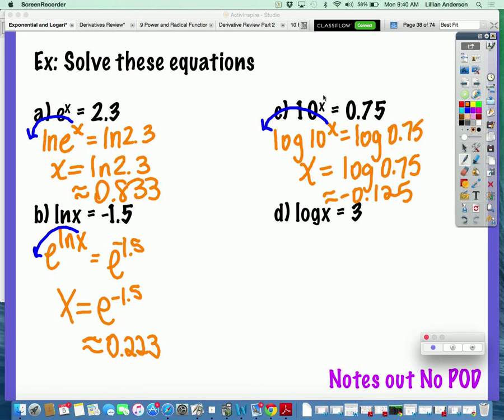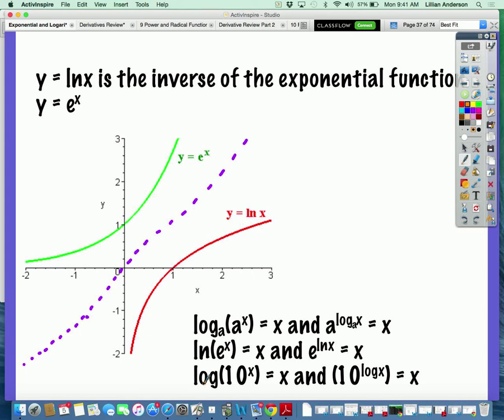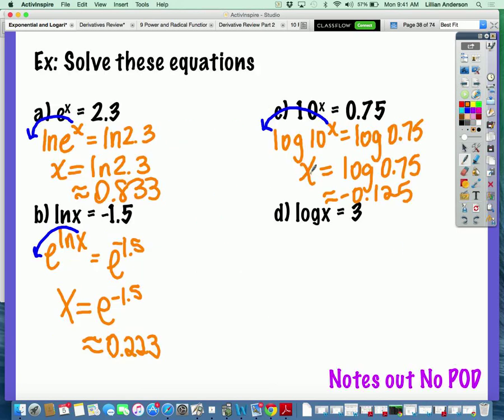Over here, we have 10 raised to the x equals 0.75. Well, to get rid of the 10, to get the x out of the exponent, we take the log of both sides, because a log that doesn't have a base written is log with a base of 10. And log base 10 of 10 cancels out, because those were the properties that we talked about last week, as you can see here. So then that leaves us with just x on the left and log of 0.75 on the right, which when we type into our calculator, we get a negative 0.125, rounded to 3 significant figures.